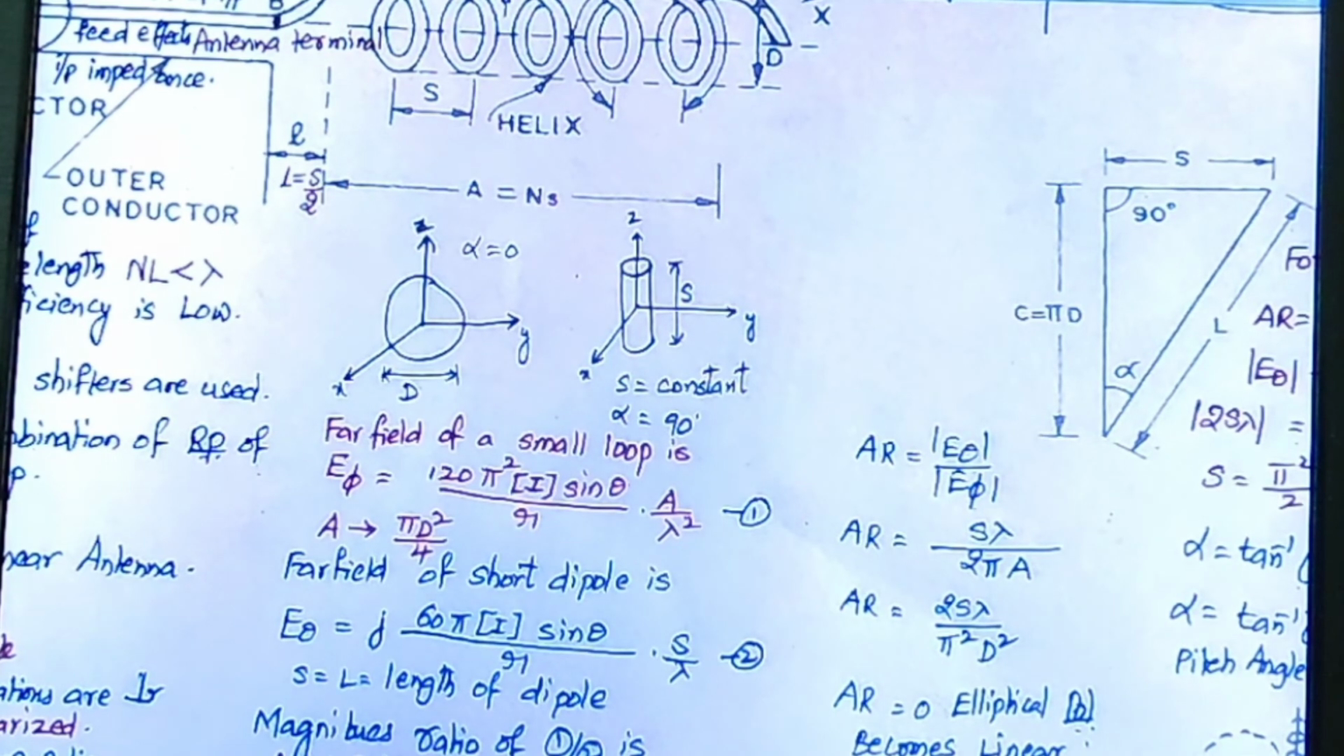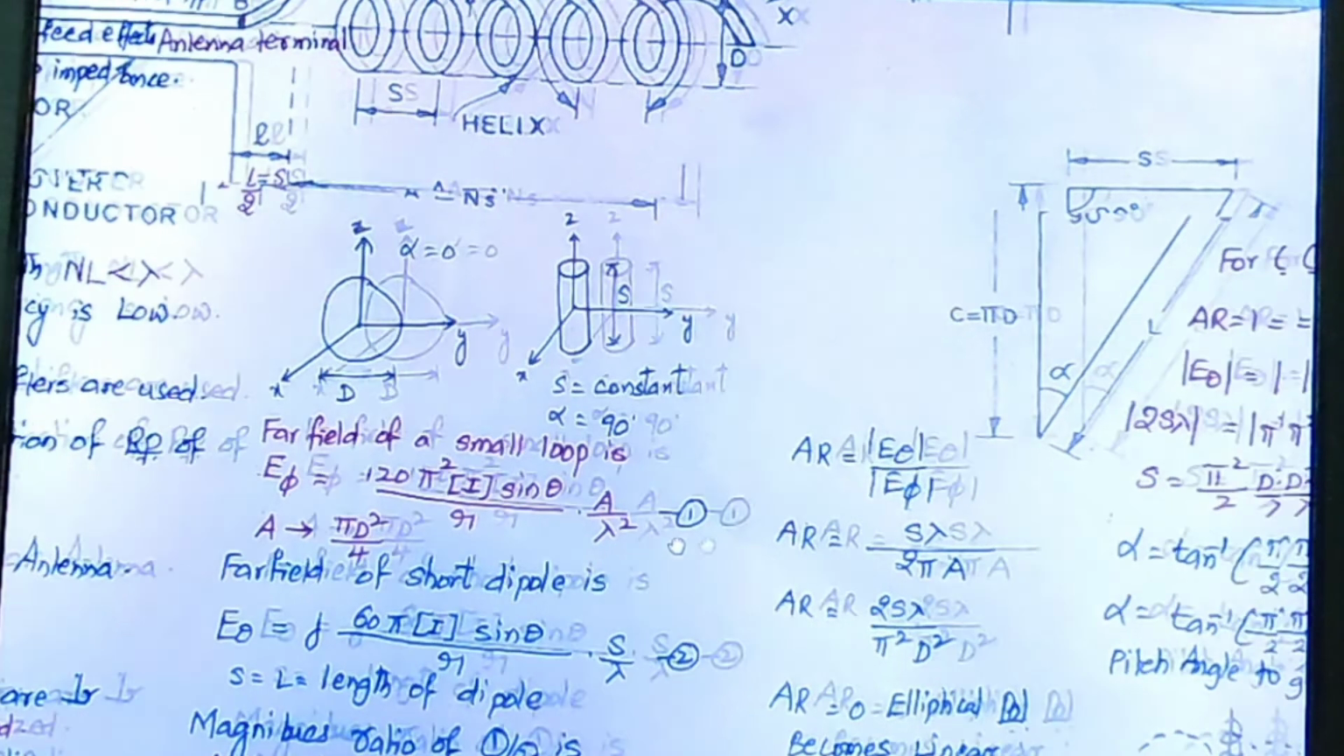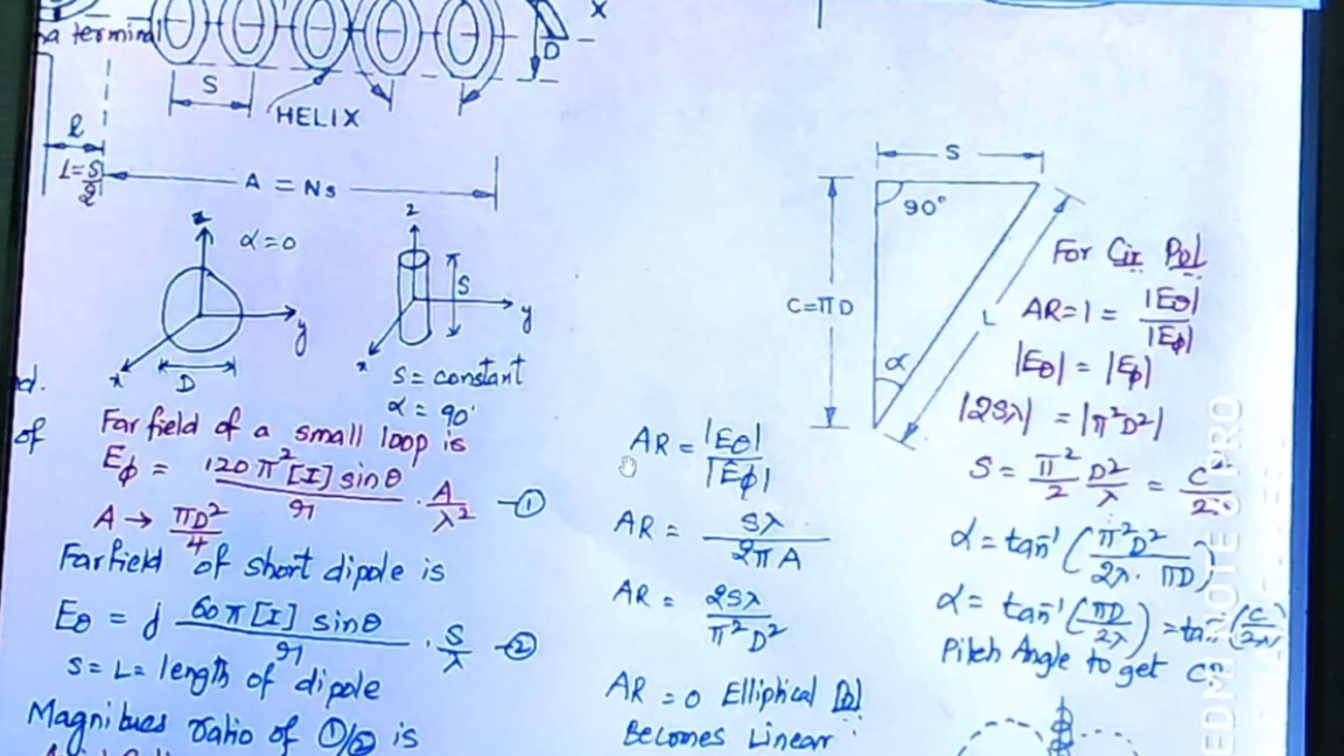is defined as the axial ratio. Axial ratio is the ratio of the electric field strength in the phi component to that of the theta component. So, axial ratio AR is equal to magnitude E theta divided by E phi. See, the resultant radiation pattern is elliptical polarization. A helical antenna will produce elliptical polarization. How does it produce it? Let us see. AR is equal to E theta by E phi.